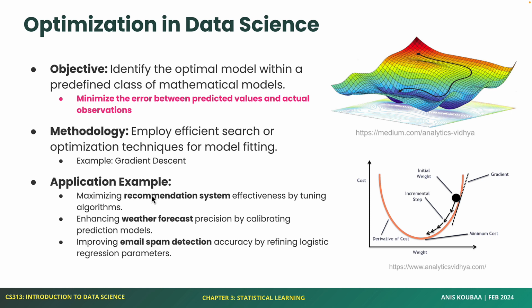And it has a lot of applications like maximizing the recommendation system effectiveness, okay, and enhancing the weather forecast. I want to make, for example, what will be the weather after a couple of days with minimum error, or detecting whether an email is spam or not spam, and so on. These are typical examples of machine learning models.